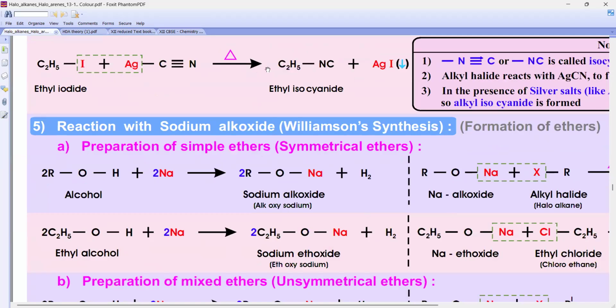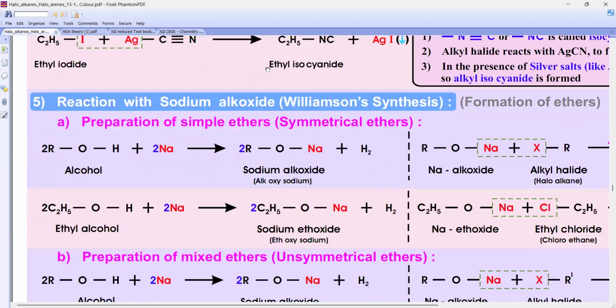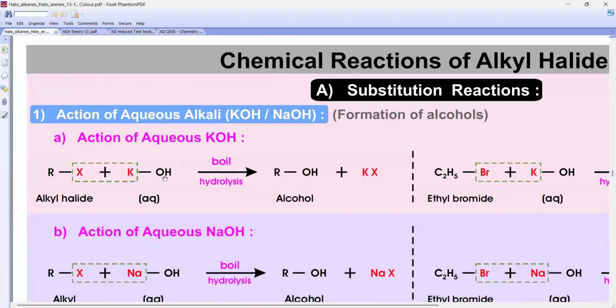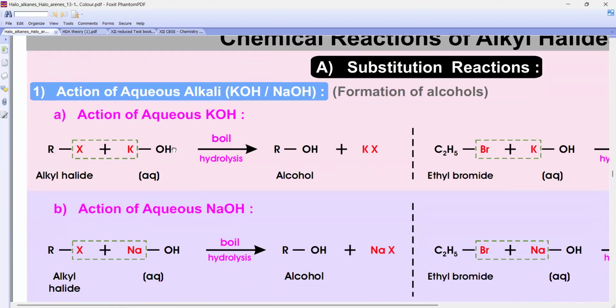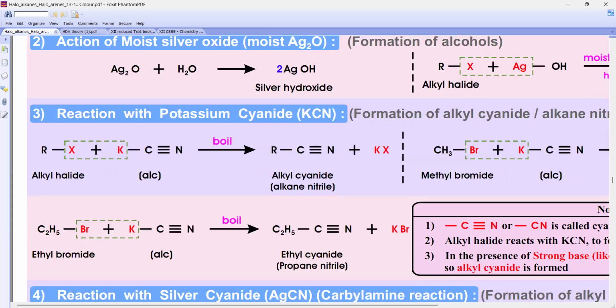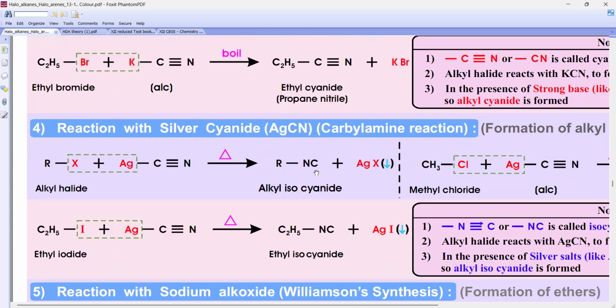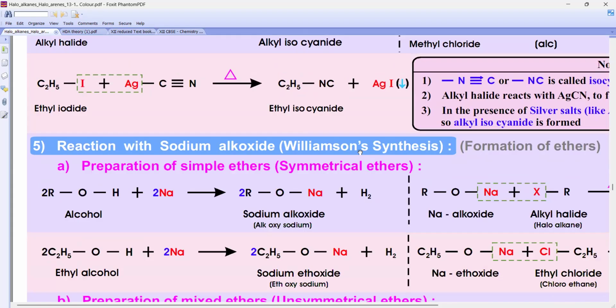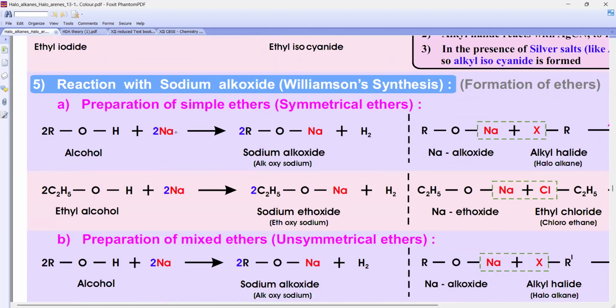Now beta, we go to this Williamson synthesis. Williamson. Achha, quickly tell me, in the first one who is the nucleophile? OH. In the second also OH. In the third it is cyanide. Here it is what, beta? Isocyanide. Okay, and right now we did that was nitrite, and then another one it was nitro. Okay, now we are going to do Williamson synthesis.